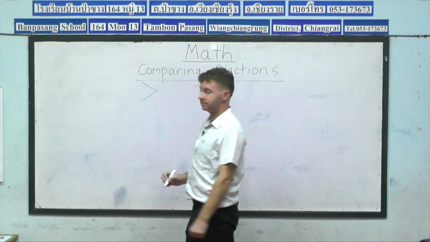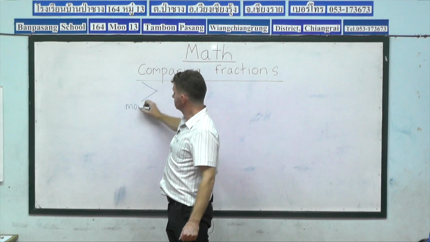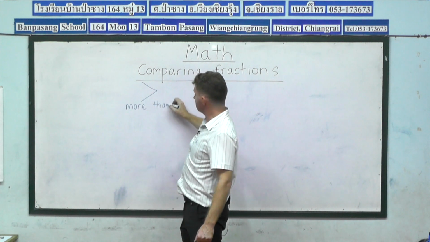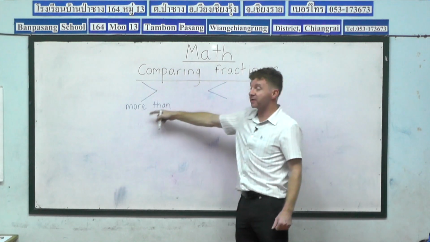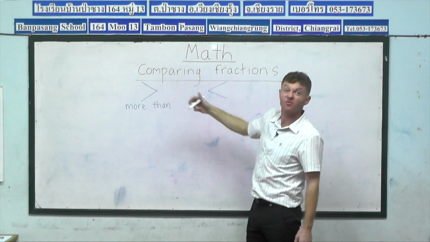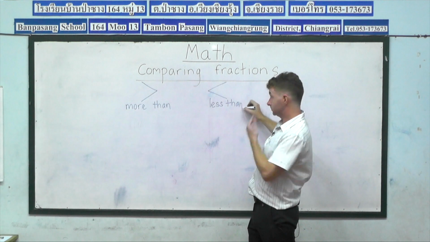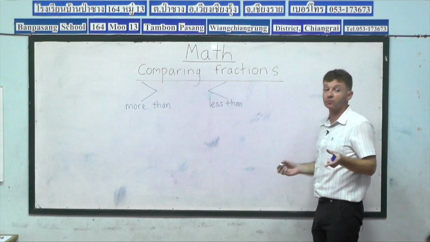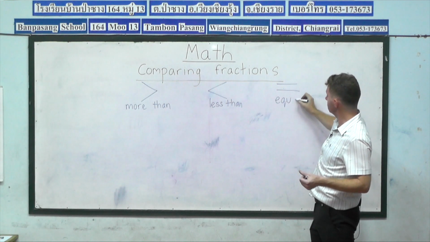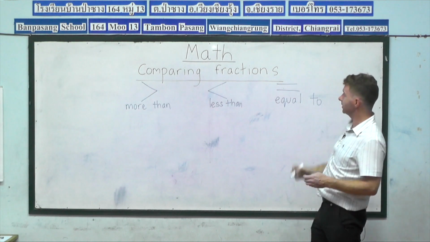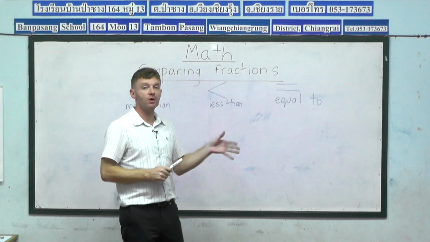What does this symbol mean? More than. And if that means more than, what does this symbol mean? Less than. Notice the way they go. More than to the right. Less than to the left. And then, if both are the same, what do we need? Equal to. And we use the equal sign. E-Q-U-A-L T-O. So we've got more than, less than, and equal to.